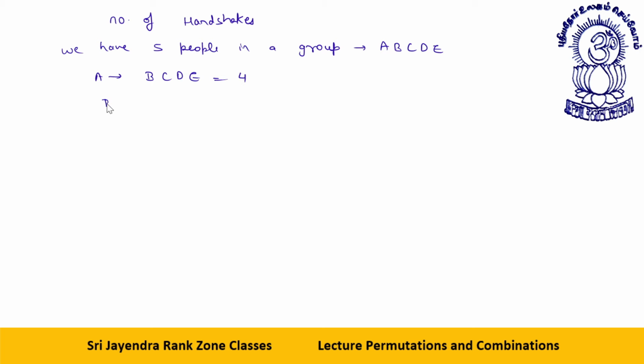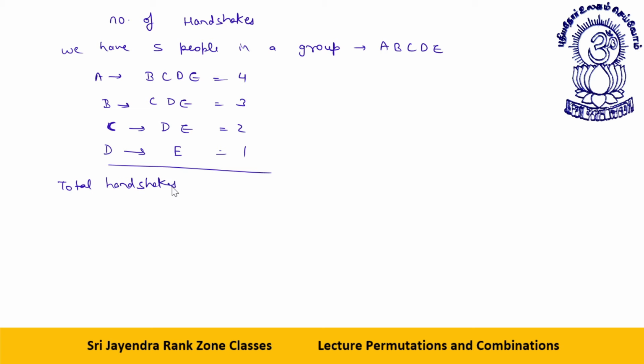B will shake hand with how many people? C, D, E. We have three options. C will shake hand with D and E. He has two options. D will shake hand with only one person, because he has already shaken hands with the previous people. B will not shake hand with A because A and B have already shaken hands. So total handshakes is 4 plus 3 plus 2 plus 1.